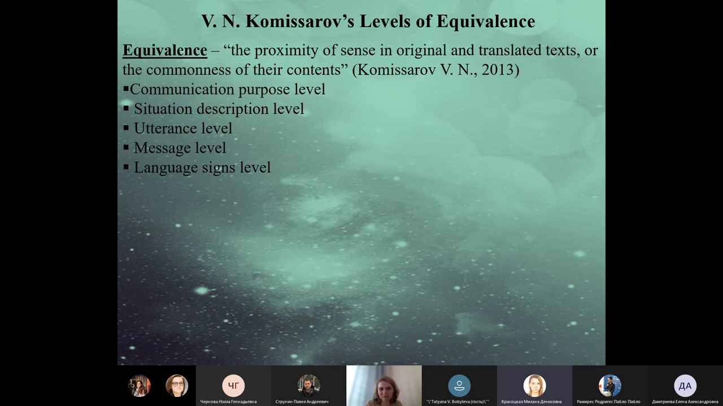The message level implies that there is a possibility to find analogs to almost all words used in the original text. Syntactical structures are similar, and the three previous components of contents are preserved.